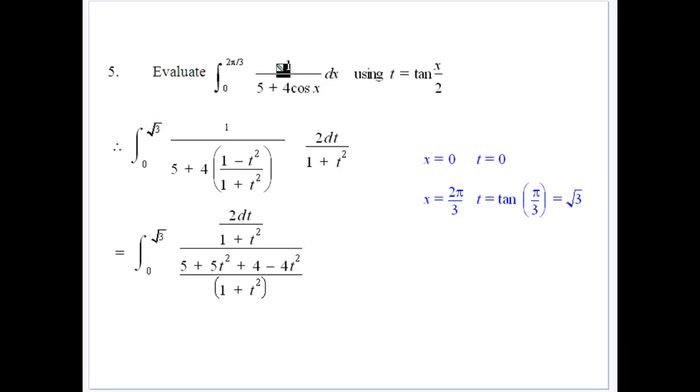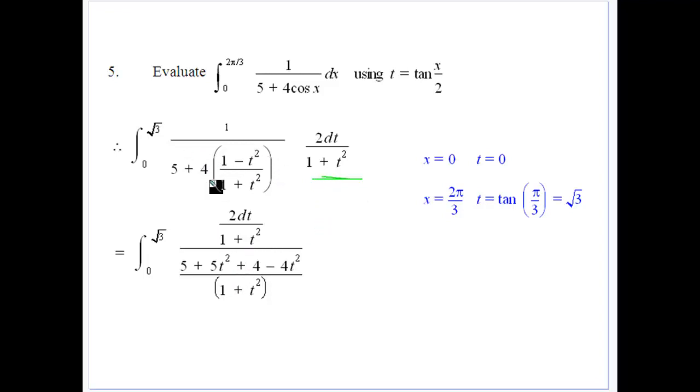Question 5, we've got 1 over 5 plus cos x, where t is tan of x on 2. Now this time we've got to do our substitution of the limits 2 pi on 3 and 0 as well, so there in the blue is those substitutions. That's why the 0 to 2 pi on 3 becomes 0 to root 3. Cos x is 1 minus t squared on 1 plus t squared. Dx becomes 2 dt over 1 plus t squared. We've done that every time, so that starts to become a bit of a standard result as such.